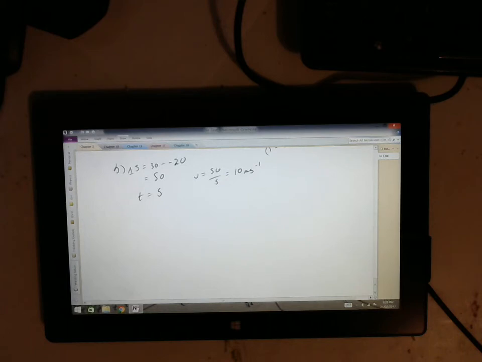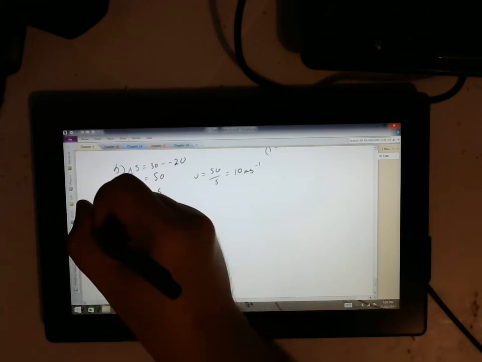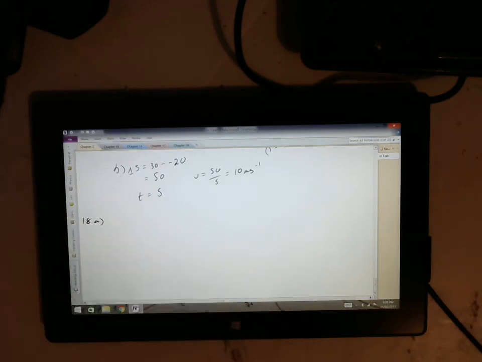Okay, question 18. For the motion of the bungee jumper shown in figure 2.15, which is above, there we go, calculate a whole bunch of things. Firstly, calculate the displacement and distance travelled after 40 seconds. So we have here a velocity time graph. So we're going to need to work out the displacement for a whole bunch of different sections here.